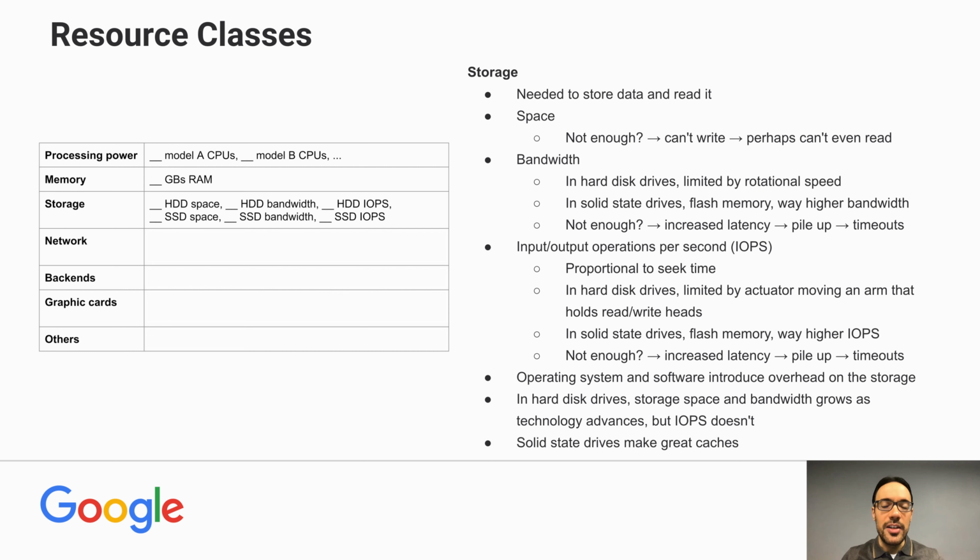Solid-state drives are currently more expensive than hard disk drives space-wise, but they have a way higher input-output operations per second and bandwidth. A good use of solid-state disks is using them to cache or directly store the data that the service reads and writes the most often. If your service is bound on input-output operations per second, it can be cheaper to use solid-state drives than to use many hard disk drives of which the storage capacity is not fully used.